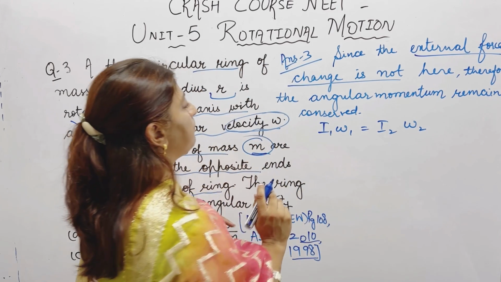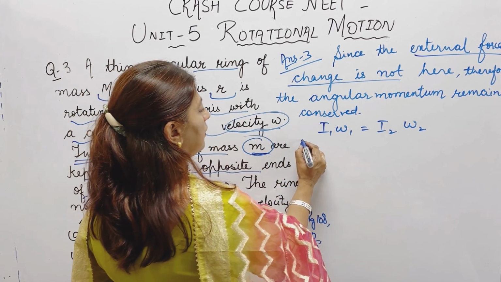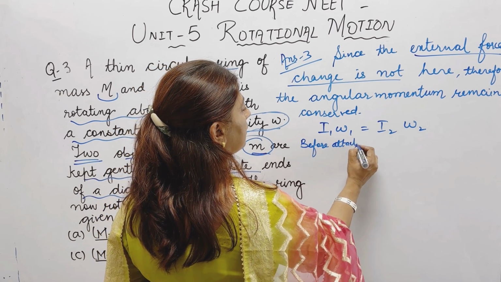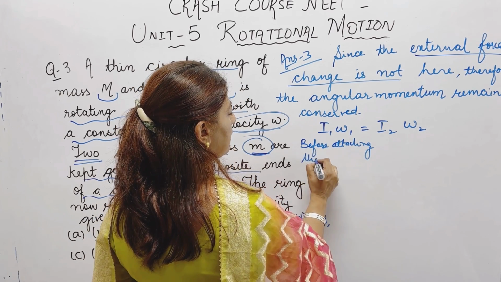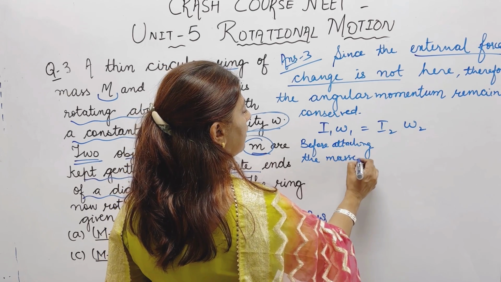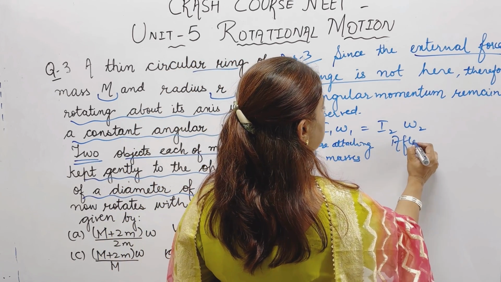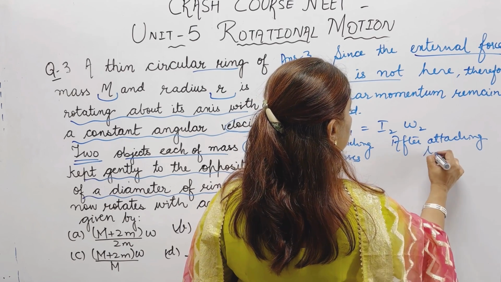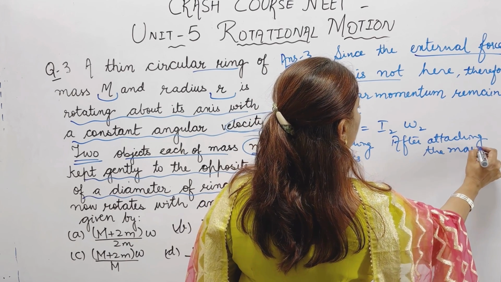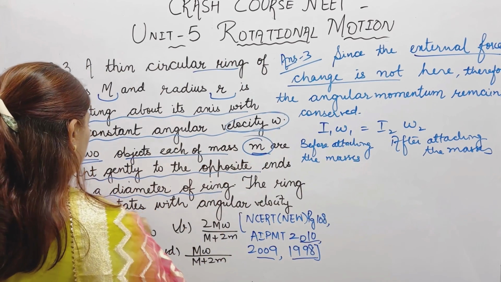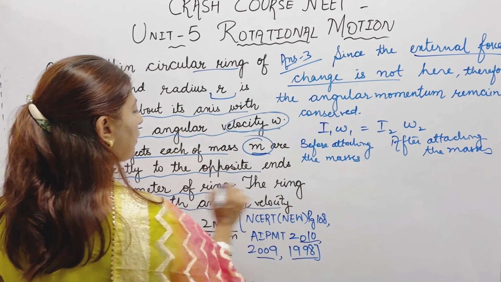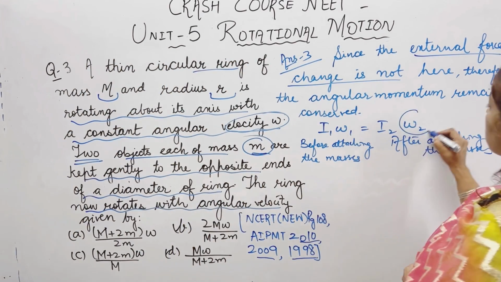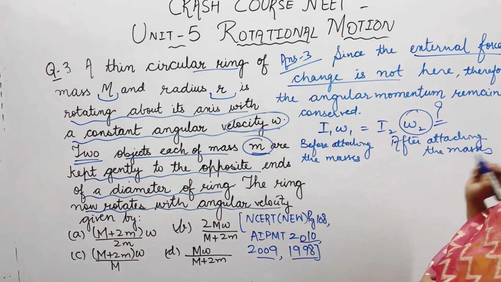So I1 omega 1 is equal to I2 omega 2. This is before attaching the masses, and this is after attaching the masses. And what we have to calculate? We have to find out the angular velocity with which the ring is rotating now. Means we have to find out the value of this omega 2.